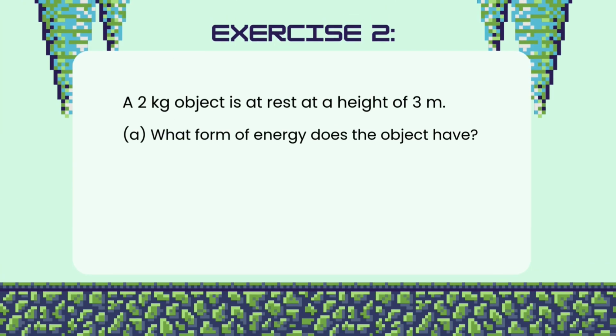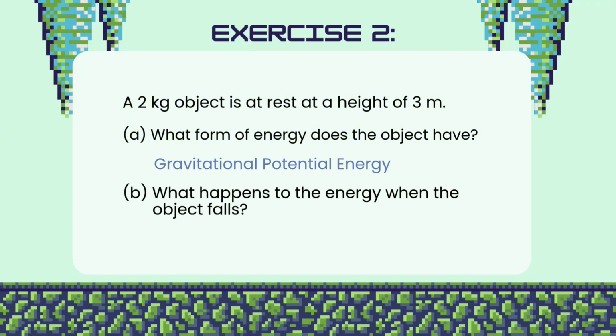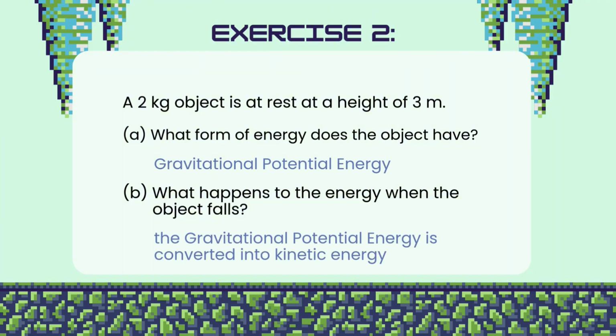Exercise 2. A 2 kg object is at rest at a height of 3 meters. A. What form of energy does the object have? The answer is gravitational potential energy because the object has height. B. What happened to the energy when the object falls? The answer is the gravitational potential energy is converted into the kinetic energy.